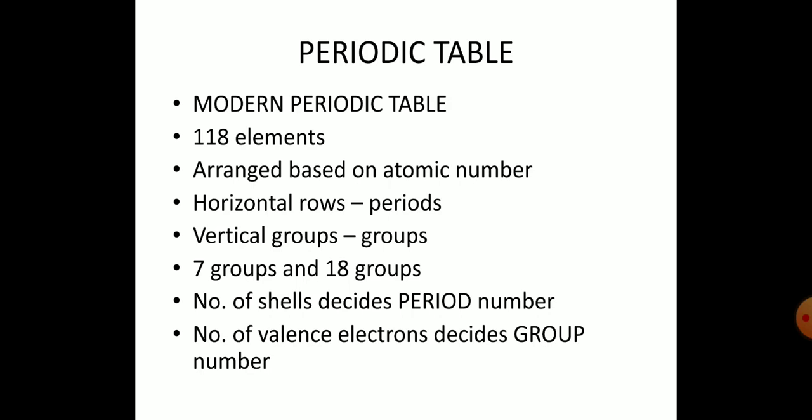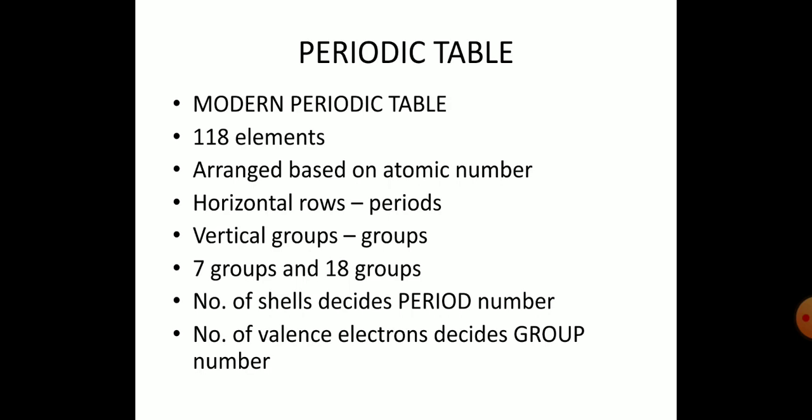horizontal rows are called periods, and the vertical columns are called groups. So how many groups and how many periods do we have? We have 7 periods and 18 groups. Now how are we going to decide the period number and group number? Okay, which row we want to select or which column we want to select. So the rows are decided upon the number of orbitals or number of shells.